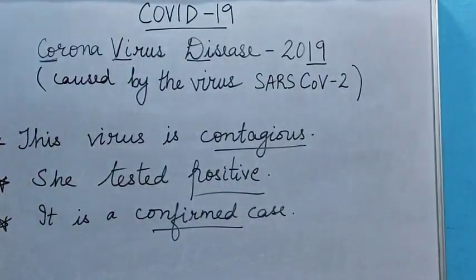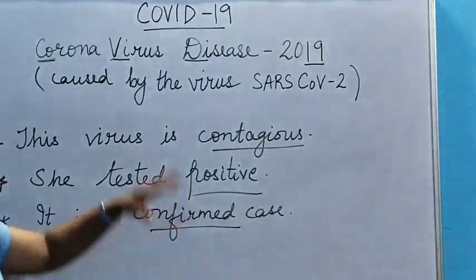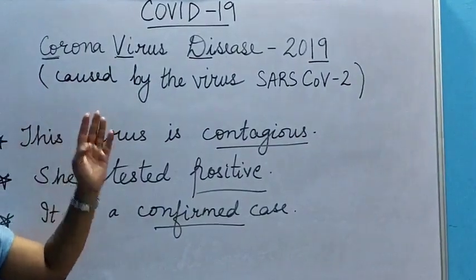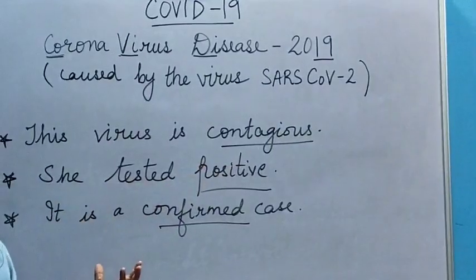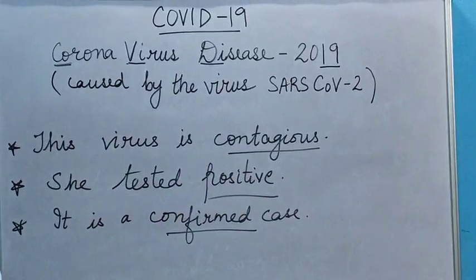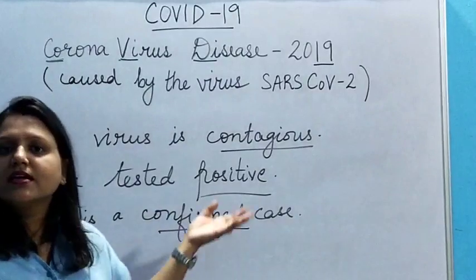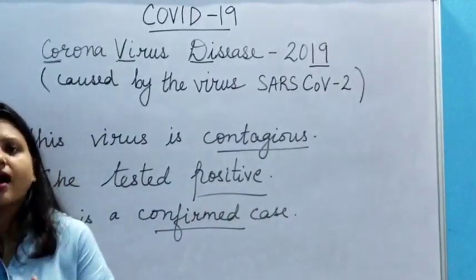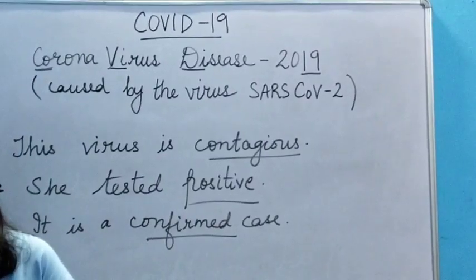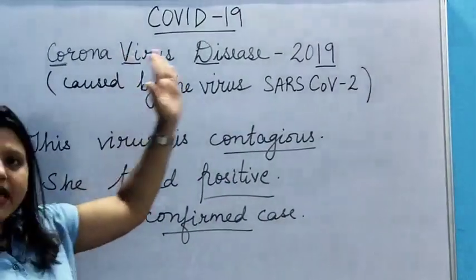So with the help of these three sentences, now we are in a condition to express about COVID-19, to tell about COVID-19 that this virus is contagious. If a person is found to be positive, we can say she tested positive. If a case has been found to be confirmed, we can say it is a confirmed case. So this was how we came to know a few nouns, verbs and adjectives related to this latest hot topic, COVID-19.